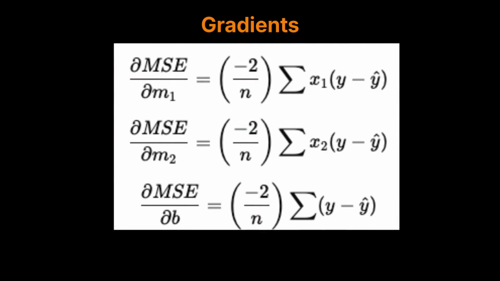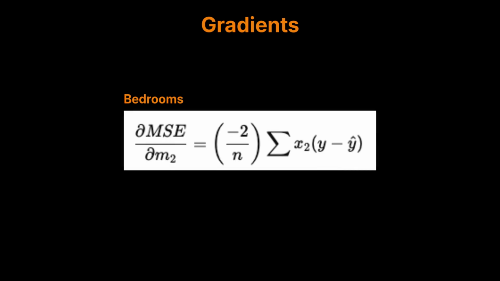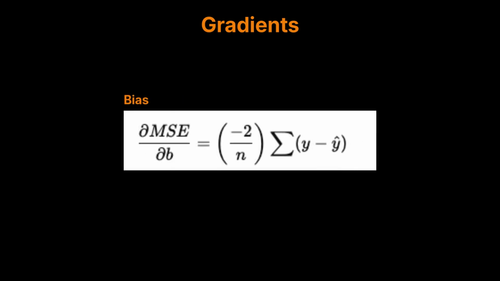Now the model needs direction, so we calculate gradients, one for each parameter. Think of it like this. One gradient tells us how to change the weight for size. One tells us how to change the weight for bedrooms. And one tells us how to change the bias.